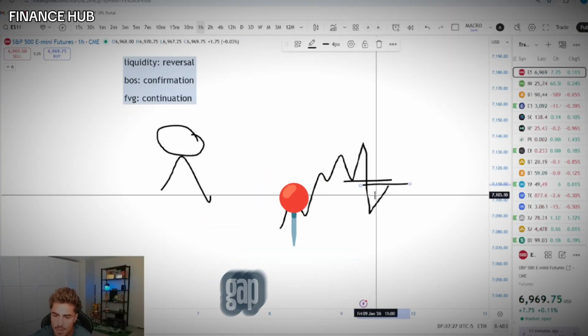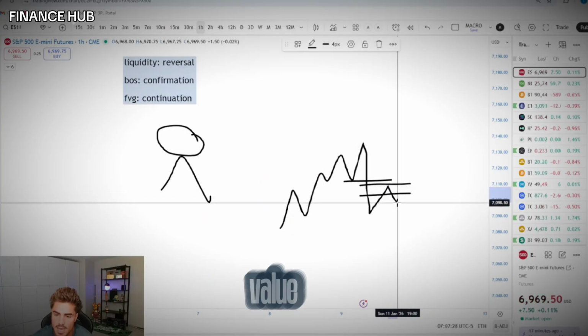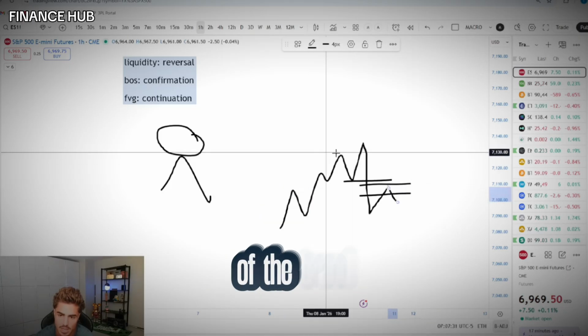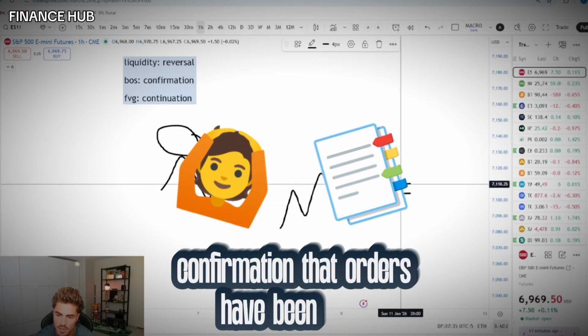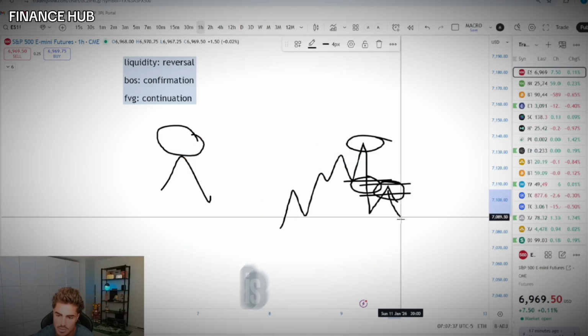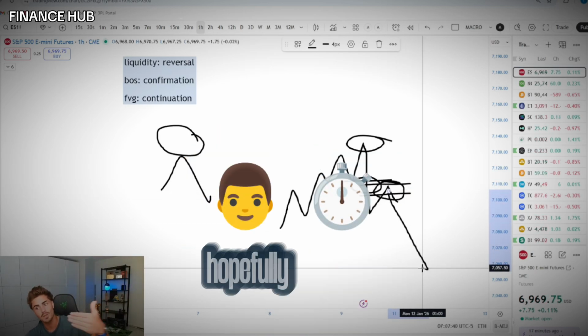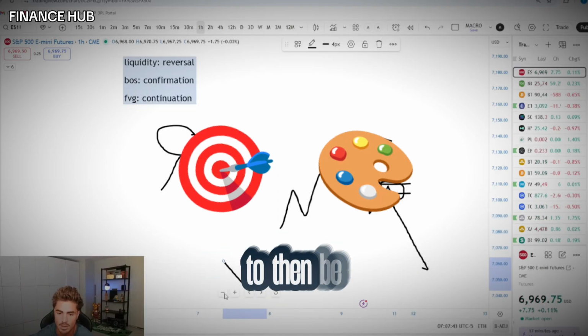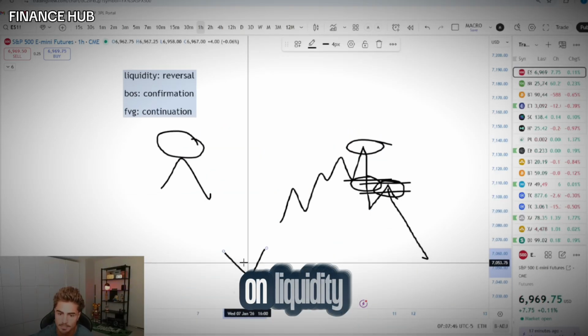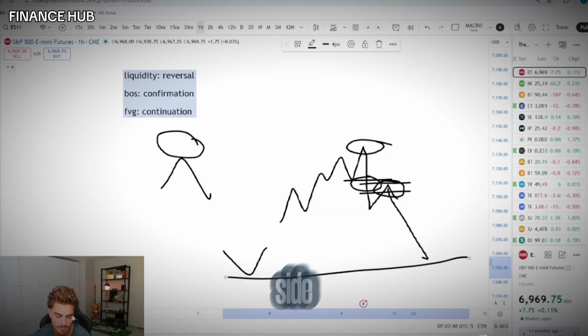So if there's a fair value gap right here, boom, we push into the fair value gap, and then we see a continuation of the trend. Again, opportunity to fill orders, confirmation that orders have been filled, and then confirmation that the trend is going to continue down. Hopefully you guys are now seeing how this is a very, very optimal trade entry to then be targeting other draws on liquidity over here to the left-hand side.